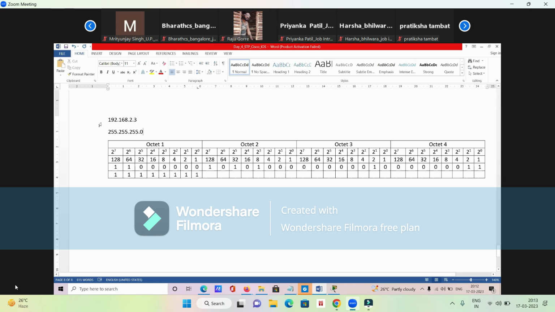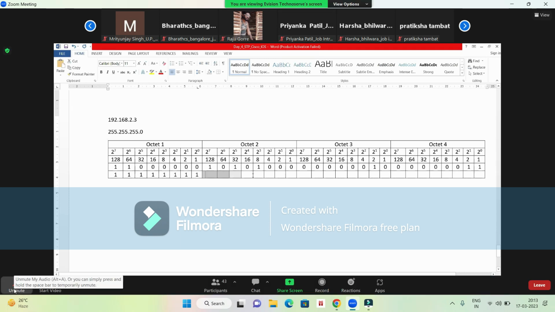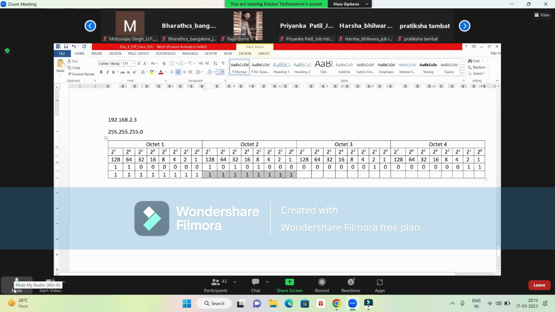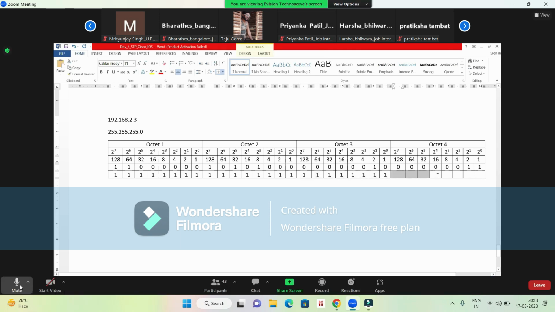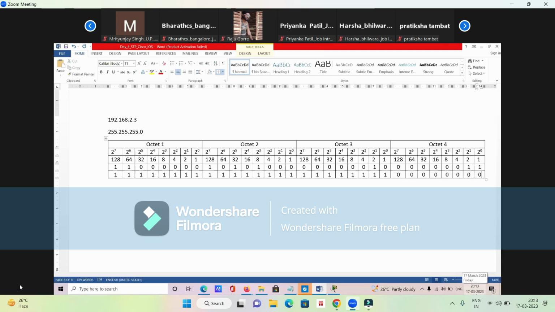What is the conversion of the second octet, which is 255? All are ones. What about 255 in the third octet? Same, all are ones. And here, in the last octet, all bits are zero. This is what the conversion is.